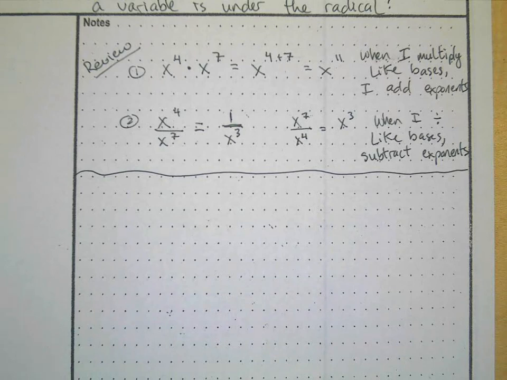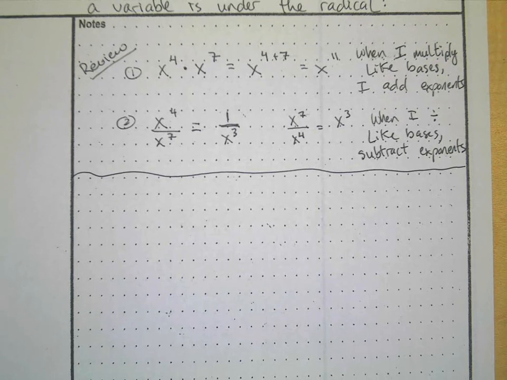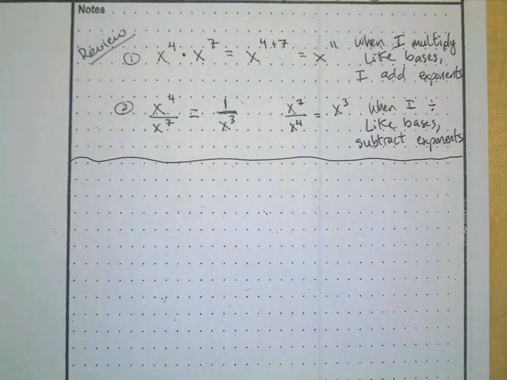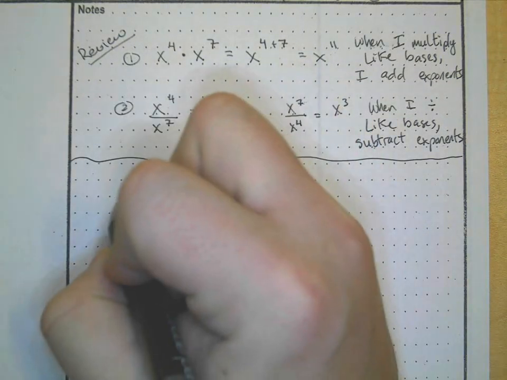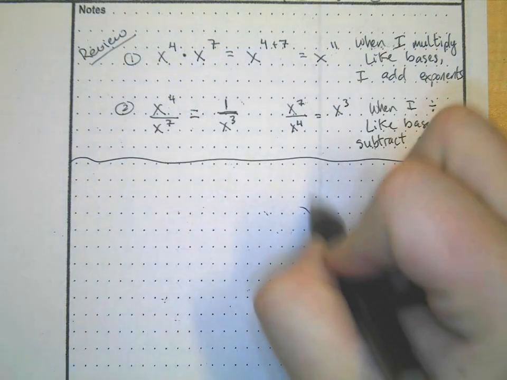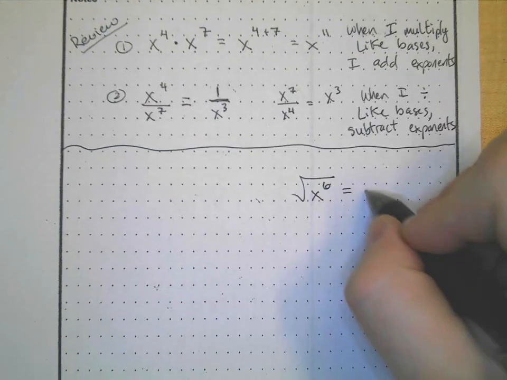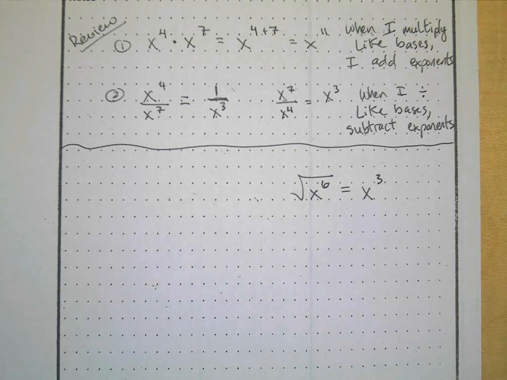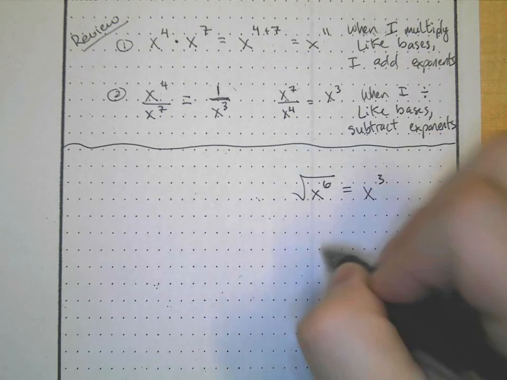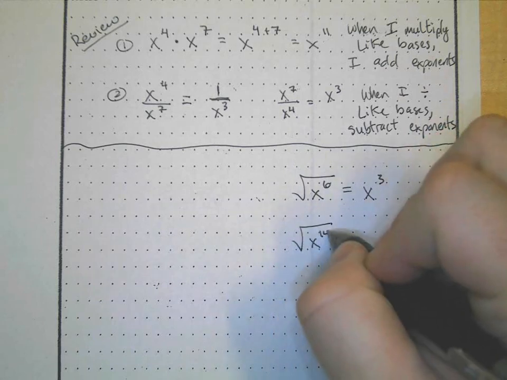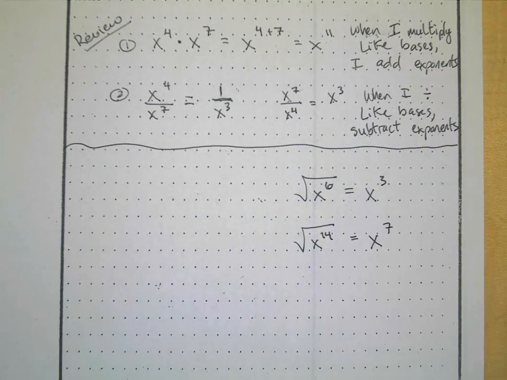So a square root with a variable and exponent is pretty straightforward. It's just that we can make these problems as complicated as we want. But the basic idea is not the most difficult to get through. So let's look at one. Say I'm looking at the square root of x to the 6th. That's going to equal x to the 3rd. If I was looking at the square root of x to the 14th, that's going to equal x to the 7th.